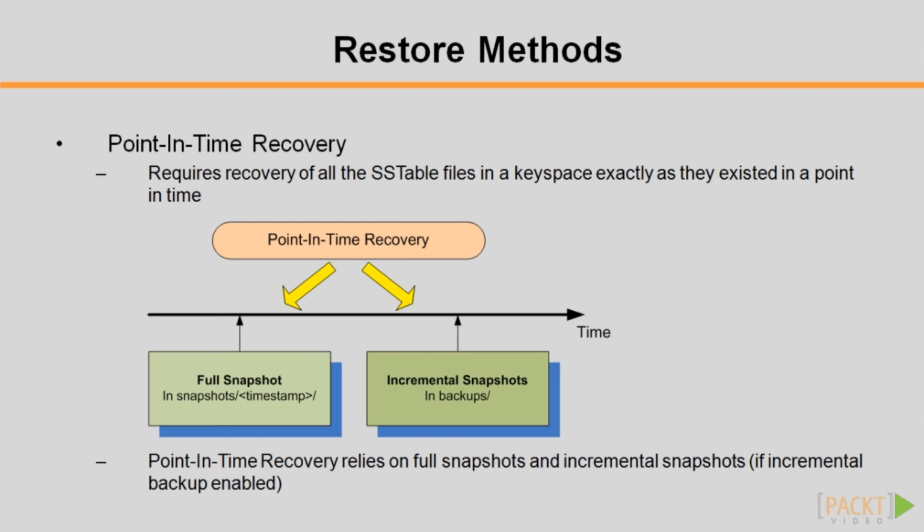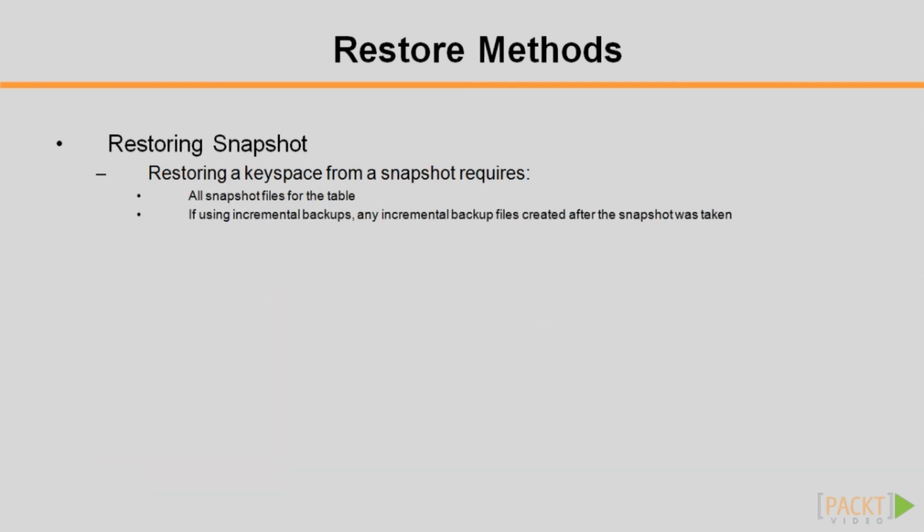In previous sections, you've learned that snapshots and incremental backups are merely hard links or copies of the SSTables. When we recover the data, either because of a node failure or in need of rolling back data intentionally, all SSTables in the required snapshots and backups have to be present as they existed at that point in time. As shown on the diagram, a full snapshot is a must if incremental backup is involved.